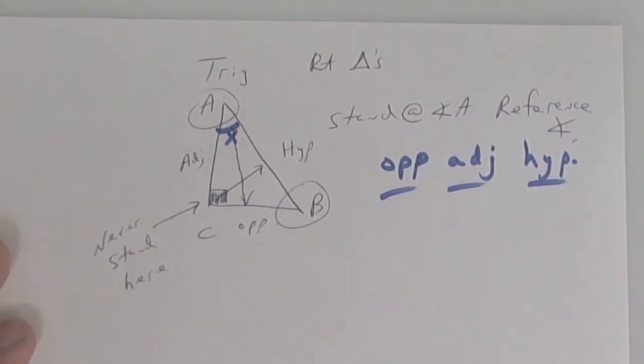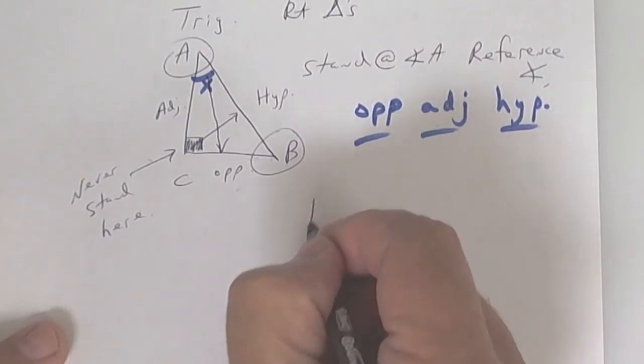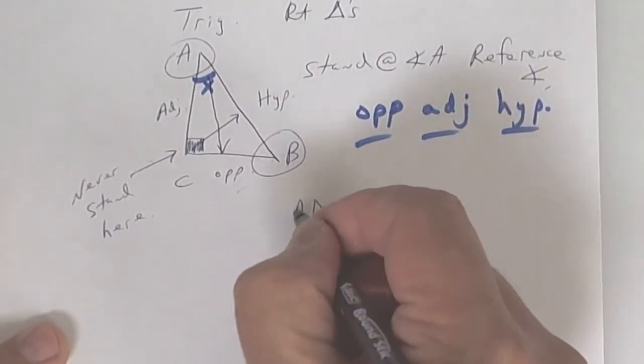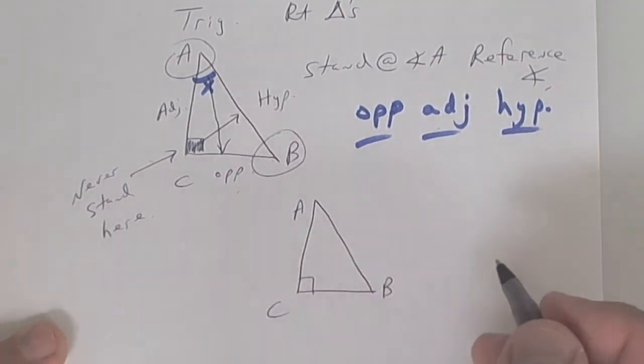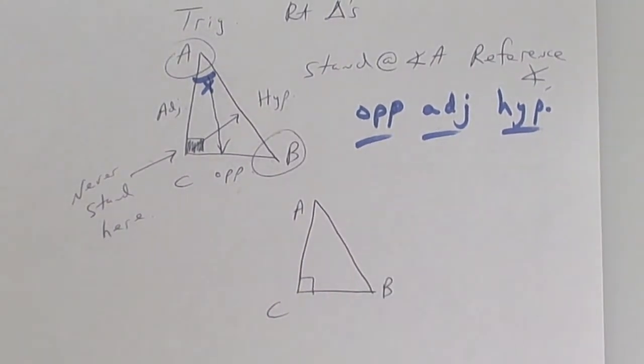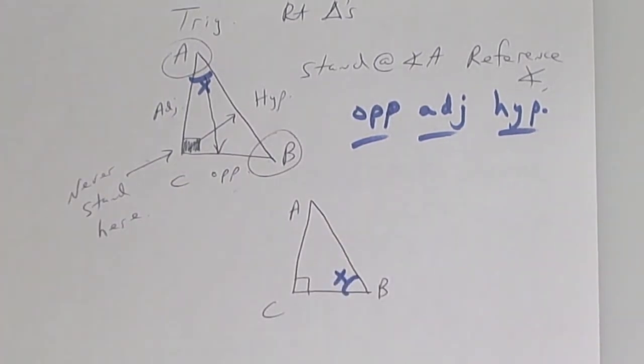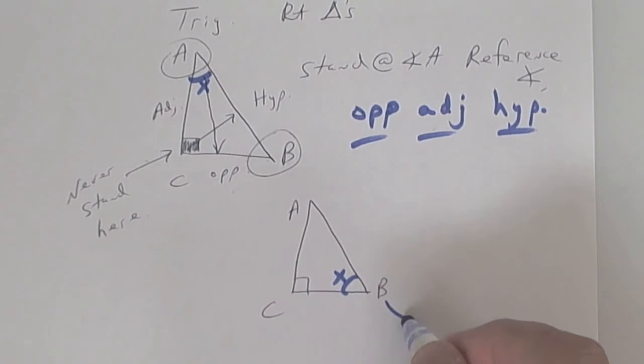So let's try another one. Okay, we're going to take the same triangle and we're going to label it A, B, C, but this time we're going to stand at B. So put an X right there. So now B is the reference angle. So put reference.